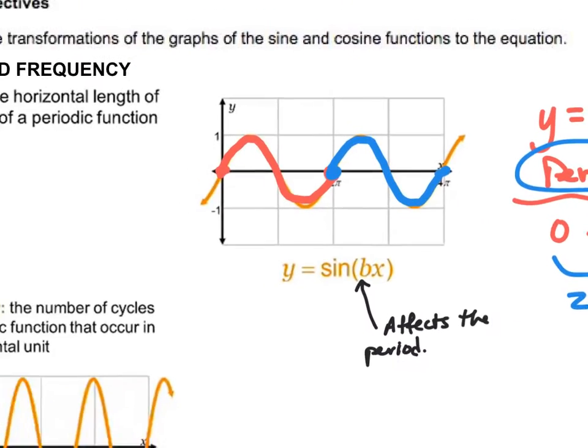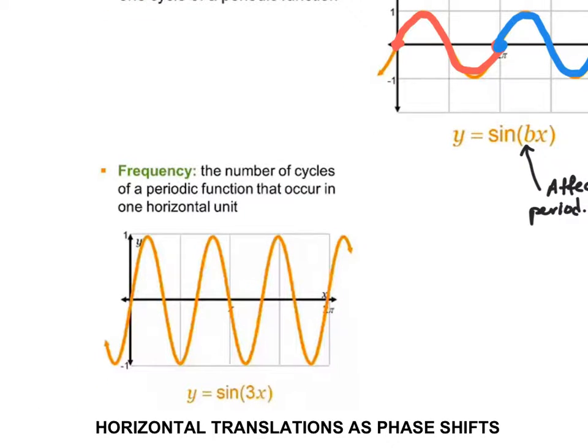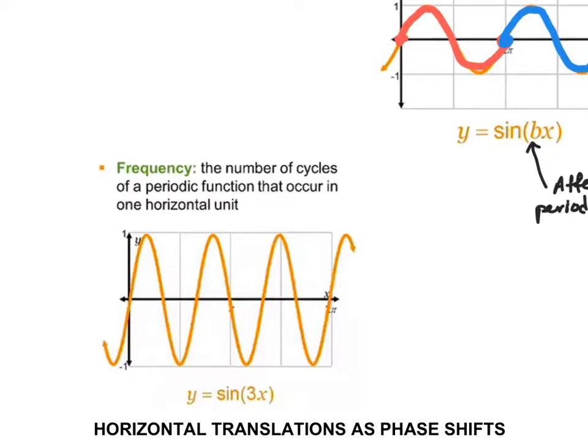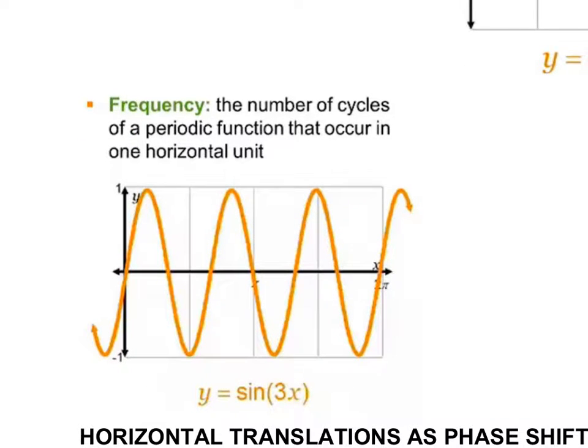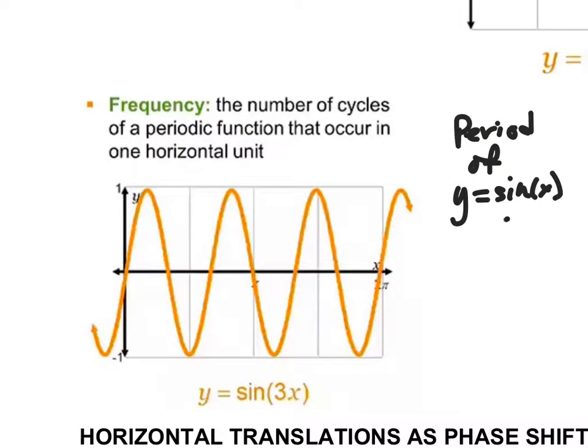Let's take a look at just an example here to talk about the frequency, okay? So the frequency is the number of cycles of a periodic function that occur in one horizontal unit. Now remember that our normal period for a sine function, so even though we're dealing with sine of 3x here, when we think about the period of y equals sine of x was 2 pi, and that's standard for any sine function.